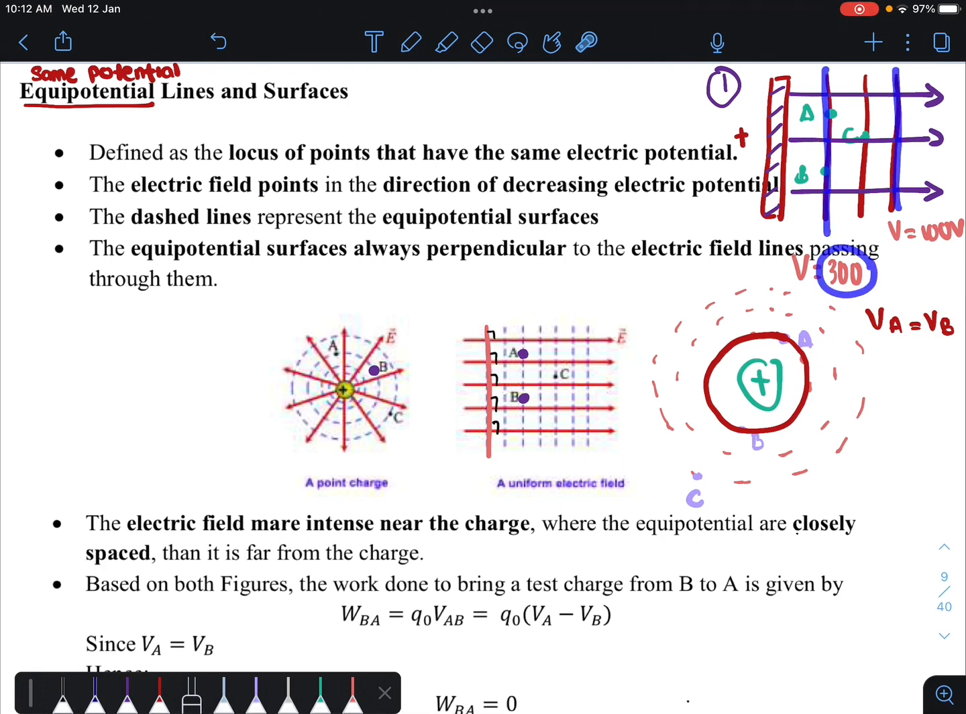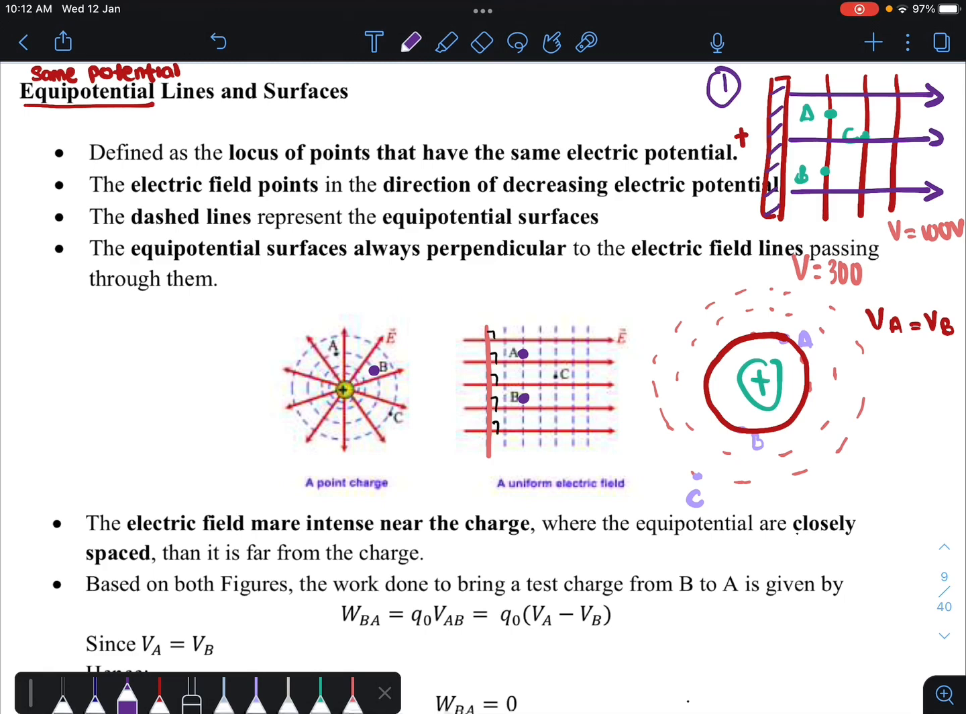And the third line here has 100 volt. So apa yang dia cuba sampaikan dekat sini adalah nilai potential kamu akan semakin berkurang in the direction of your electric field line. So the further you get, the smaller the value is going to be. Begitu juga untuk dalam surface. In the surface pun sama.